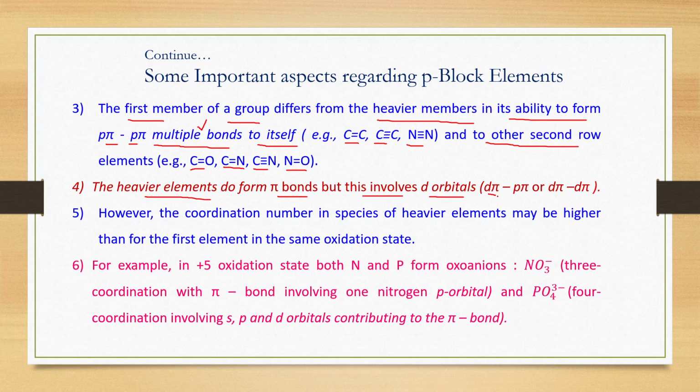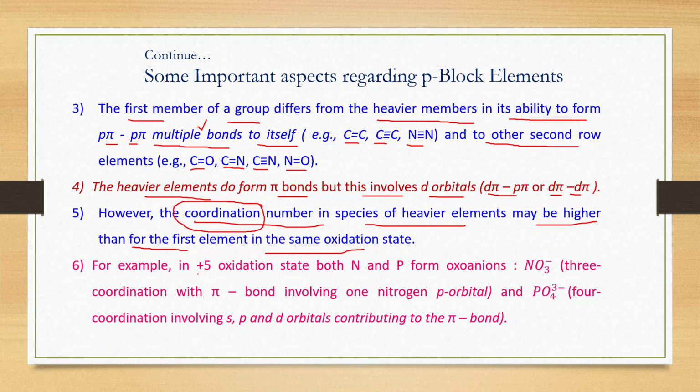So we can say d pi p pi or d pi d pi. However, the coordination number in species of heavier elements may be higher than for the first elements in the same oxidation state. Okay. Now, what is the meaning of this coordination number? Coordination number means the number of nearest surrounding atoms.